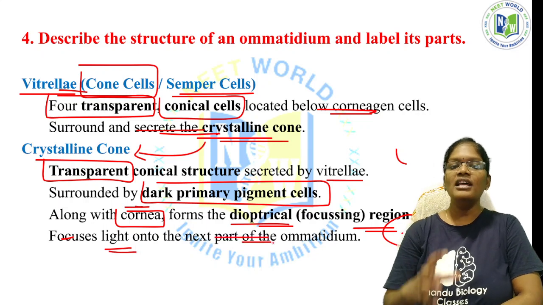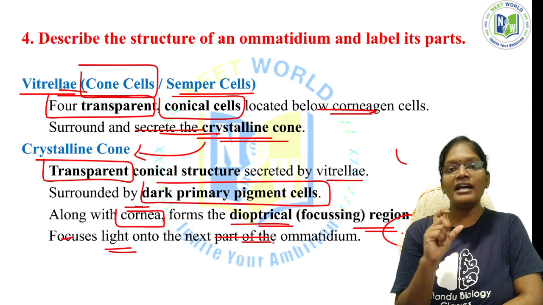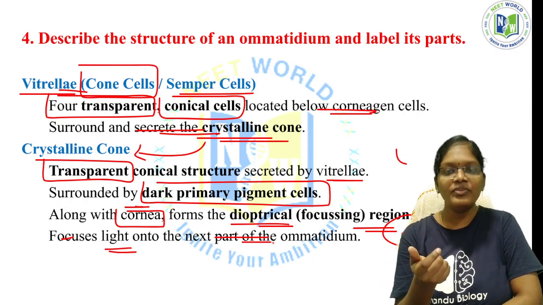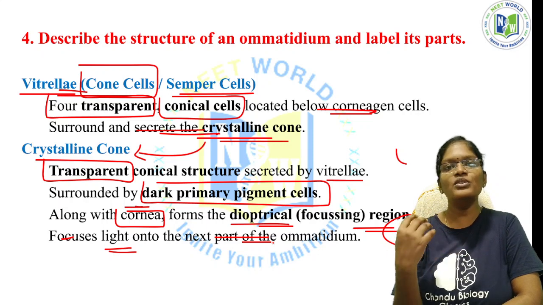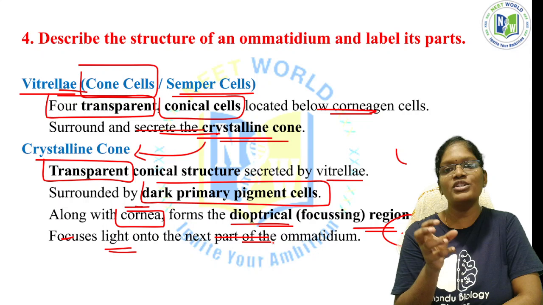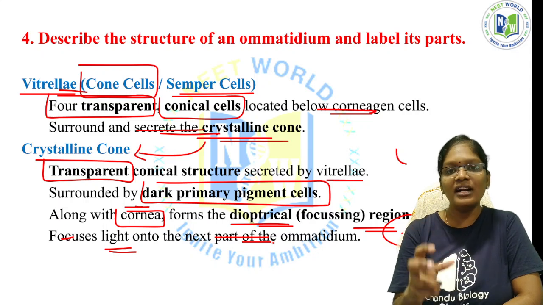See here, the ommatidium. As I have mentioned before, the nephron is the structural and functional unit of the kidney, and the kidney has millions of nephrons. In the same way, the ommatidium is the structural and functional unit of the compound eye. Like one ommatidium, we have many ommatidia.